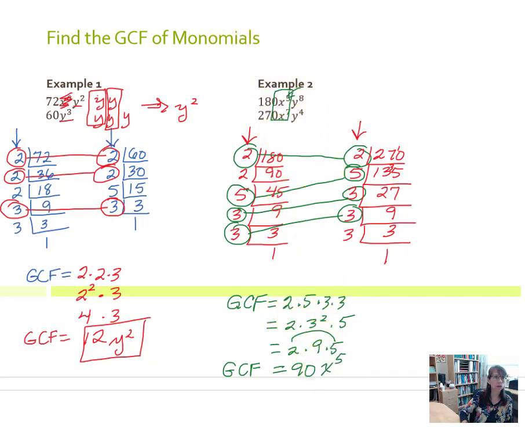And then you can do a similar process with the bases of y. So both of the terms have bases of y. Comparing 8 and 4, 4 is the smaller. So that is what is guaranteed to be found in both of the terms. So we're also including y to the 4th in our greatest common factor.